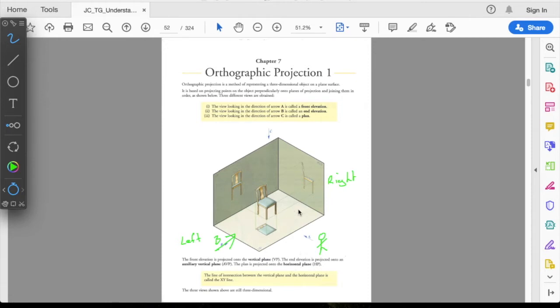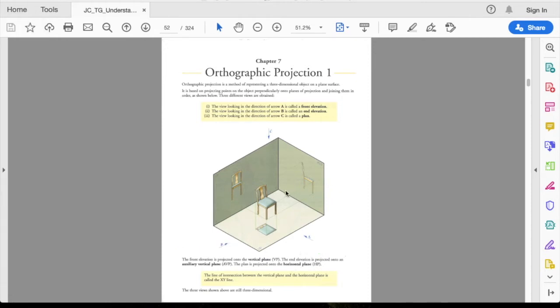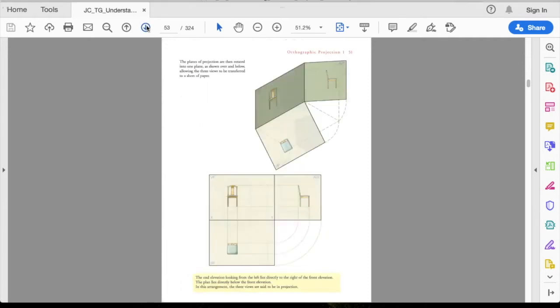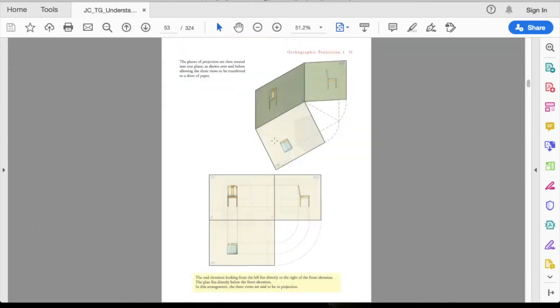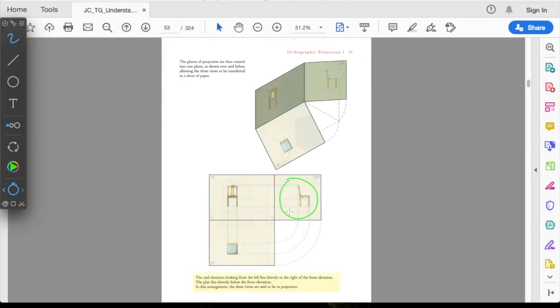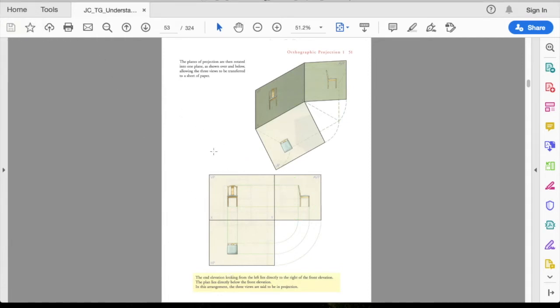So what happens then is that when all this gets folded out, the end view, even though we were looking from the left hand side, ends up being over here on the right of the elevation. Even though we were looking at it from over on the left, it ends up being over on the right because of the way that it has been projected. Now that's an important concept, because if the person is on the right hand side, then the end view is going to be on the left, because it's always going to be on the opposite side.